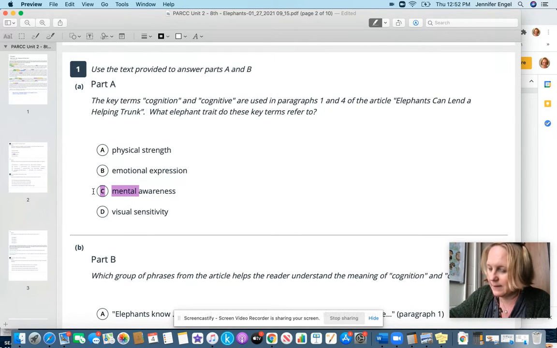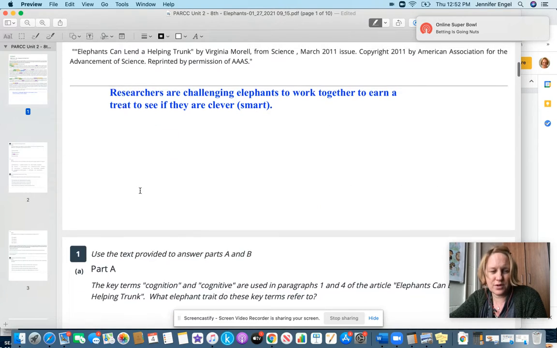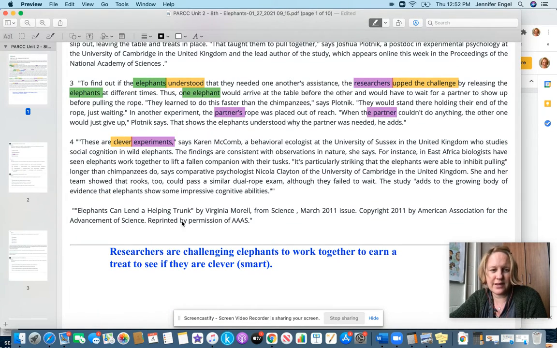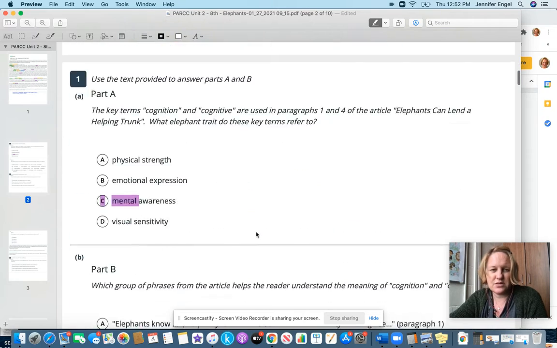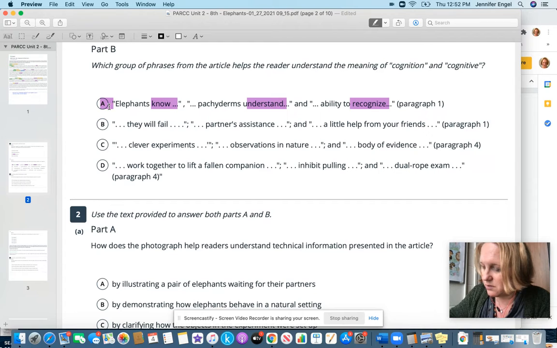So 1A, I'm going to say is C. Now I look for mental, and I look for words that are similar to mental and clever or smart. Mental, clever, smart. Understand, know, recognize. That looks good. I don't think fail or experiments. None of the rest works. So I'm going to say part 1B is A. Let's see if I'm right.